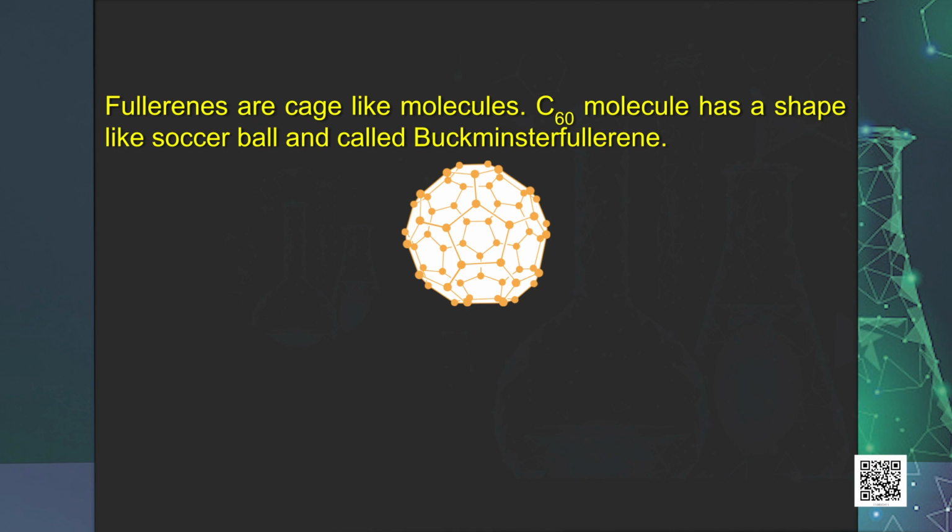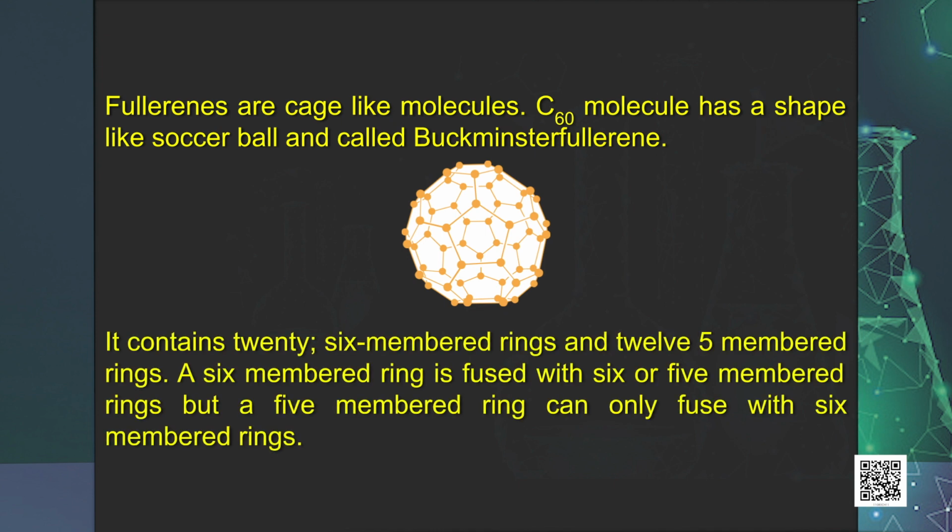Fullerenes are cage-like molecules. The C60 molecule has a shape like a soccer ball and is called Buckminsterfullerene. It contains 20 6-membered rings and 12 5-membered rings. A 6-membered ring is fused with 6 or 5-membered rings, but a 5-membered ring can only fuse with 6-membered rings.